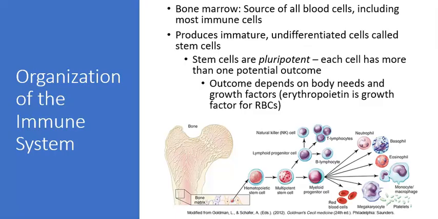Erythropoietin exposure causes growth to mature as red blood cells. So you just need to know that the bone marrow is a source of all blood cells, including most immune cells, and it produces immature stem cells.